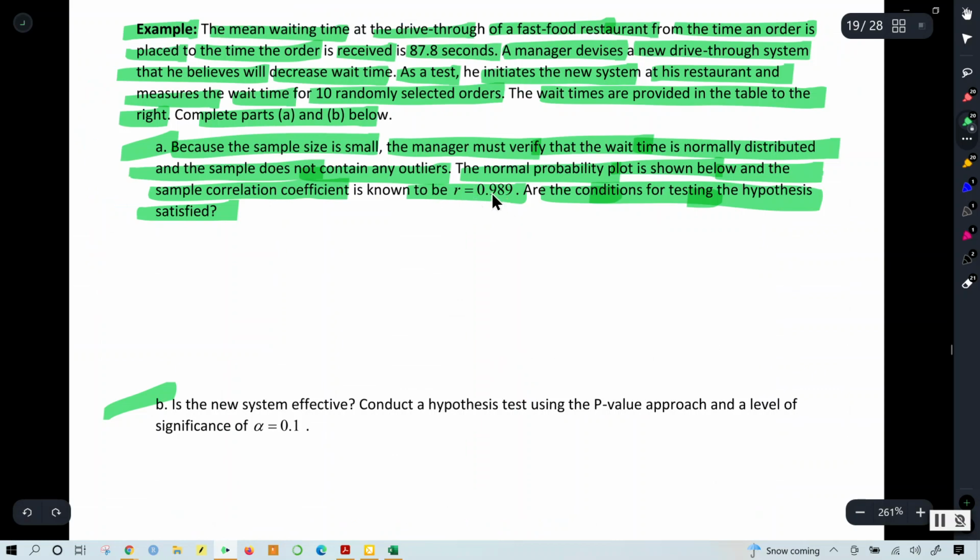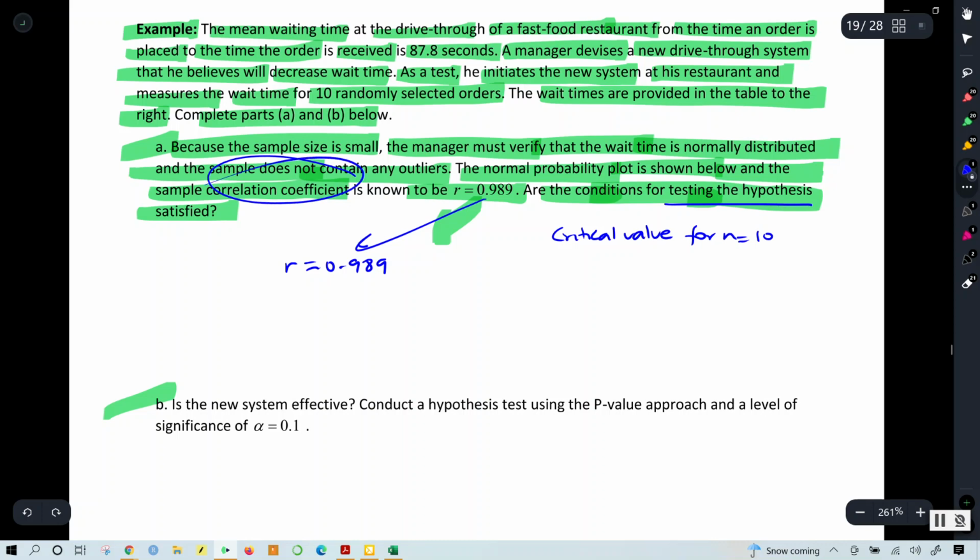And again, we would also need to check the sample correlation coefficient by comparing it to the critical value for testing hypothesis on the correlation coefficient, to see if it is greater. So in this case, what do I have? I have my r, the correlation coefficient, 0.989, and I need to find the critical value for n equals 10 when testing hypothesis on the correlation coefficient.